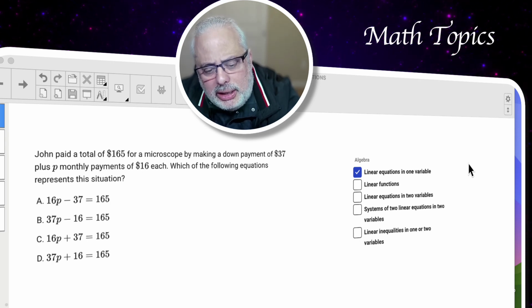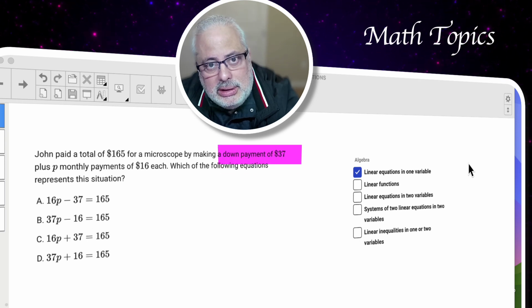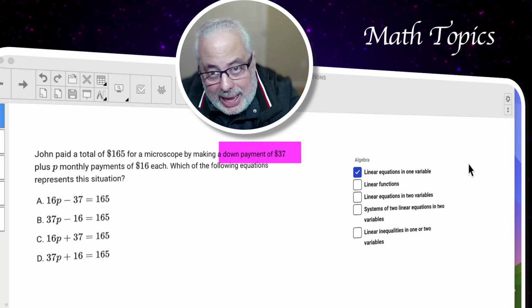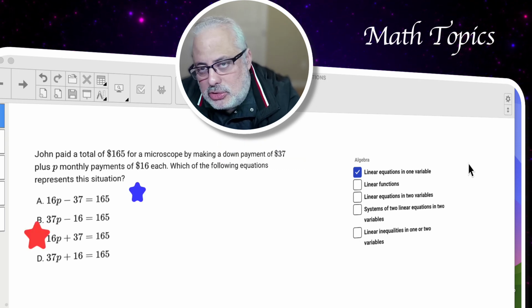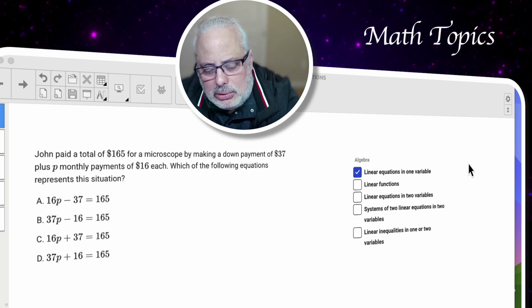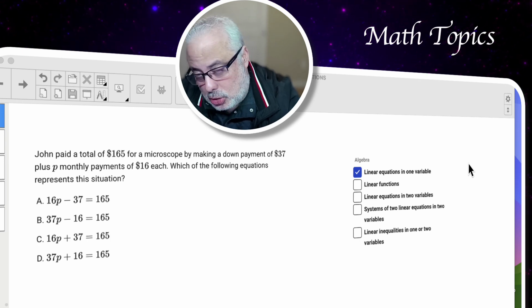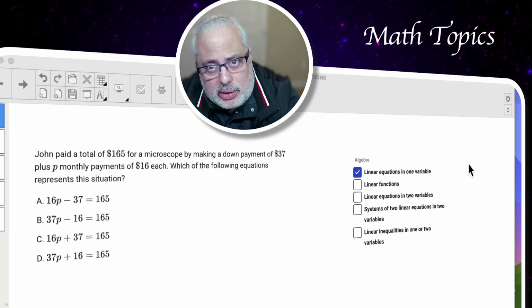What is the other point here? The down payment. It was a down payment of $37 against your debt. So your choices here are A, because the coefficient is 16, and C, because the coefficient is 16. But what is the answer? Okay. If you pick A, for example, and you solve that equation, you're going to cancel the negative 37 by adding 37 to your debt.